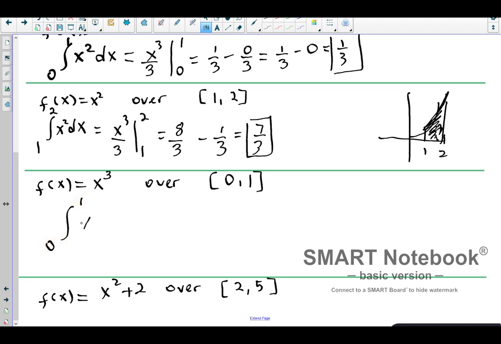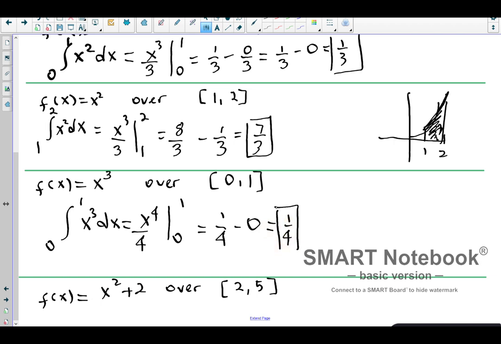From 0 to 1, x cubed dx. So first take the antiderivative of x to the third, x to the 4 over 4, and then plug in the limits, in this case 0 to 1. So we're going to get 1/4 minus 0 over 4, or 0. So the answer is 1 over 4. And if you did that problem the long way, you would have found the same exact answer, 1/4.